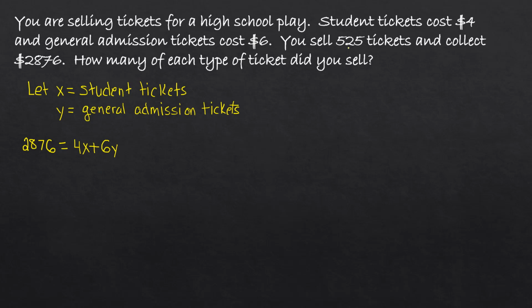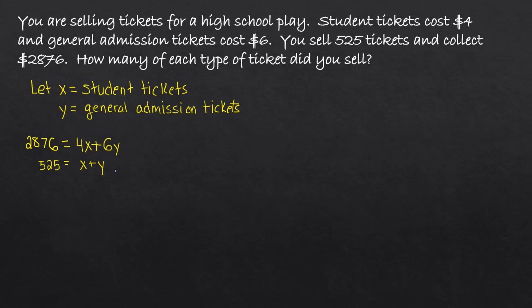The other total piece of information that I have is that we sold 525 tickets. Again, that comes from both student tickets and general admission tickets. We're not sure how many of each kind we've purchased, but we know when we add them together, we're going to have a total of 525 ticket sales. At this point in time, all I need to do is solve my system to solve the rest of the problem. I'm going to choose to solve using the elimination method.